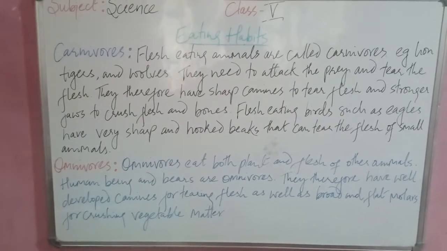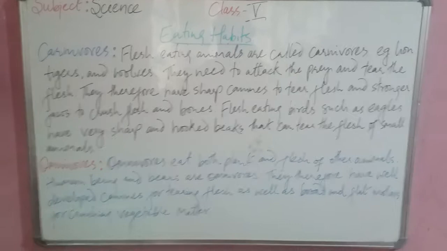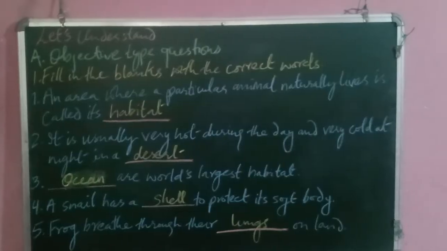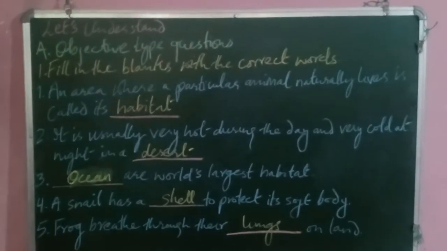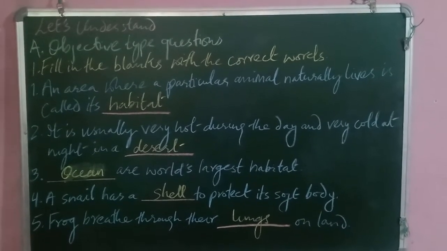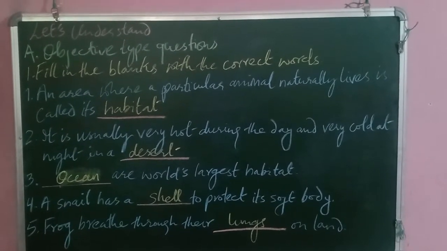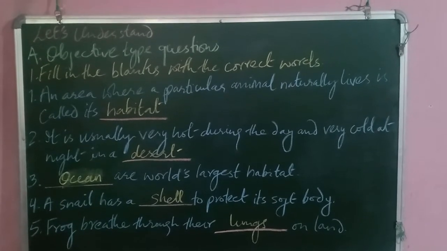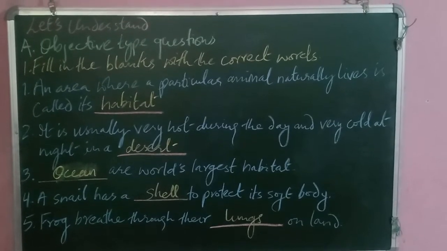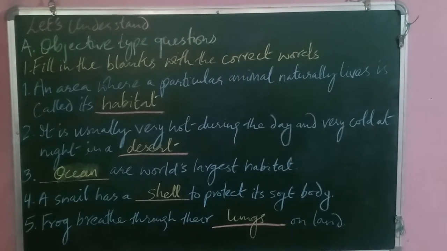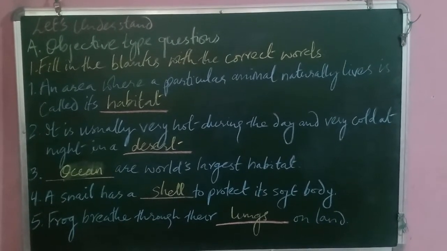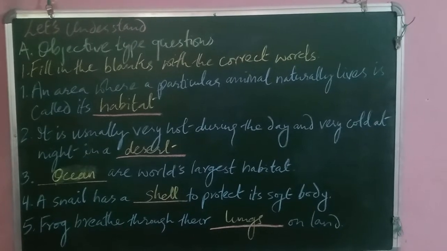Okay, so with this we have finished our topics, and let's begin with the exercises. So the first question from the exercise is to fill in the blanks with the correct words. An area where a particular animal naturally lives is called its habitat. Number 2, it is usually very hot during the day and very cold at night in the desert. Oceans are the world's largest habitat.